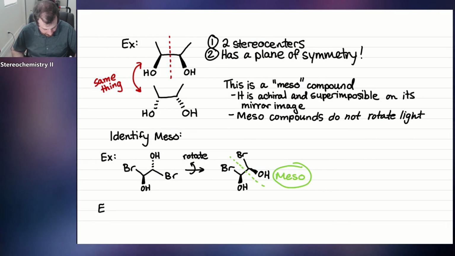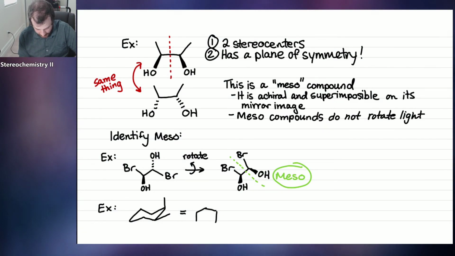Take a look at another example. What if I gave you the chair conformation? This is a chair conformation. I don't see any plane of symmetry here. It looks completely different. I can't seem to draw any plane of symmetry. But if we draw this as a flat structure, looking from the top down, you can see that we have two methyl groups both facing up. And once we draw that molecule, we can clearly see a plane of symmetry going right down the middle. Meso.